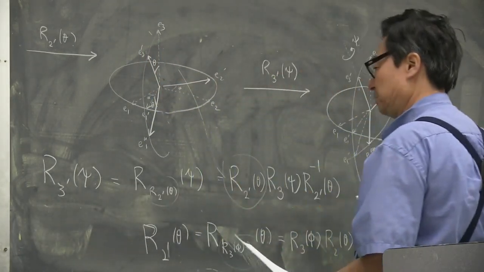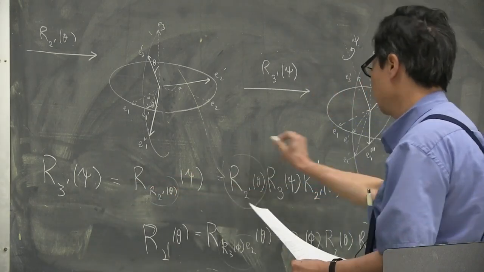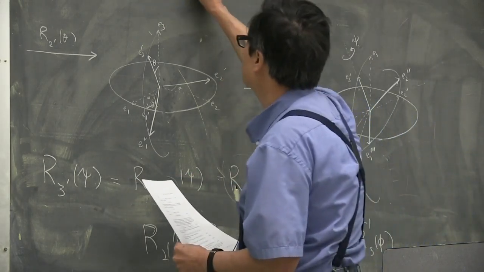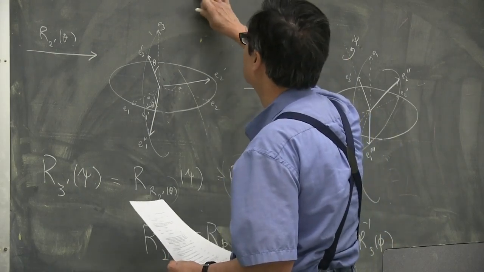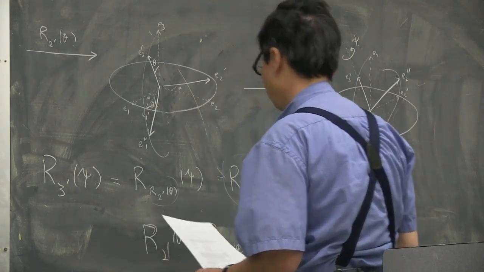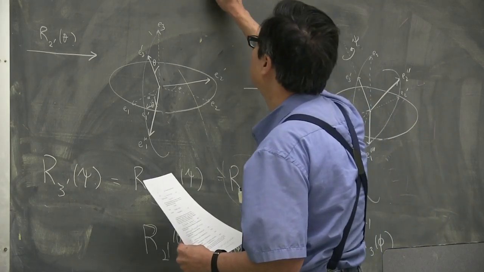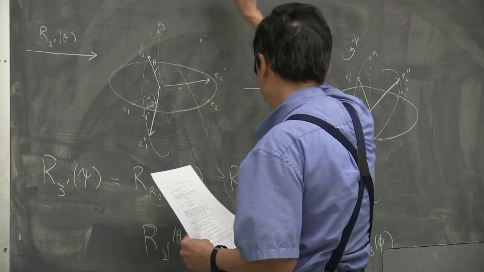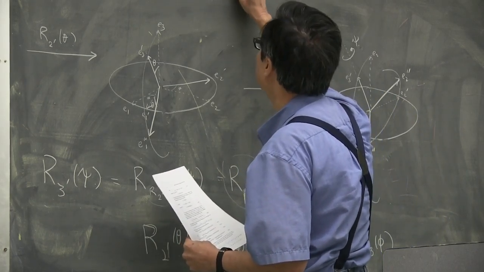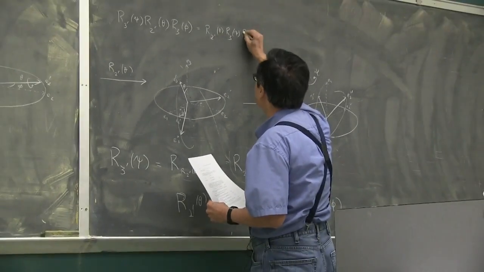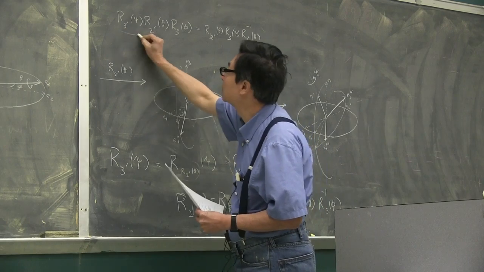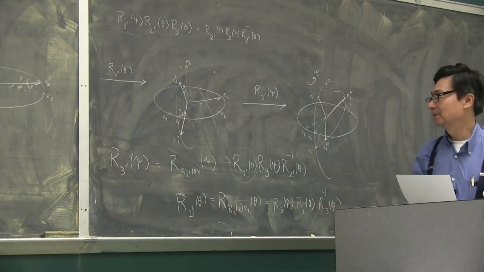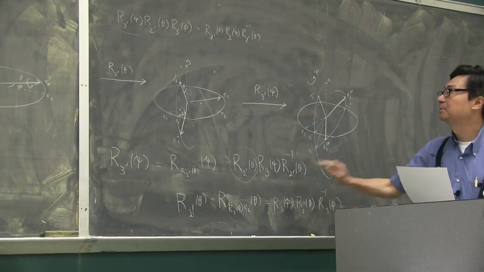First I'm going to use this expression for R3 prime psi, which is this whole thing in here. So I have R2 prime theta, R3 psi, R2 prime theta inverse. That whole thing is for this first term, okay, using this expression in here.